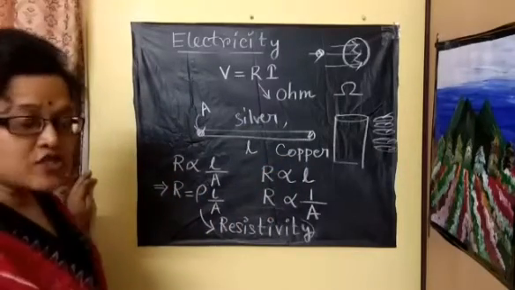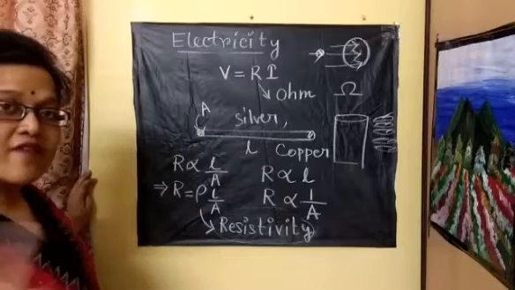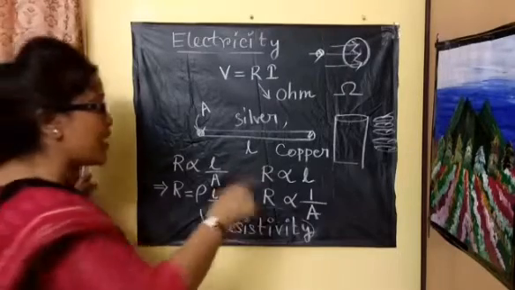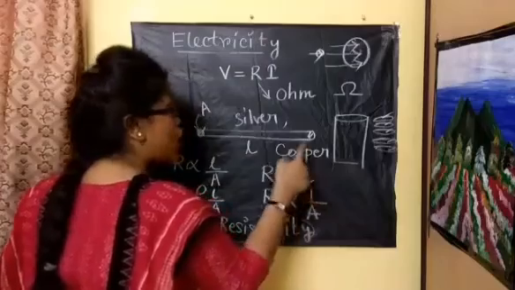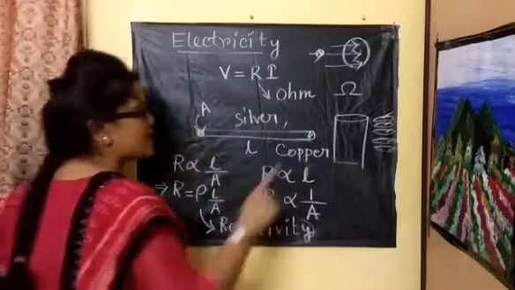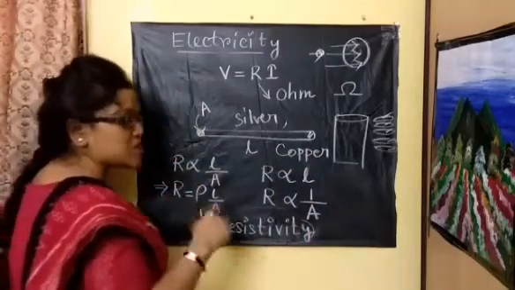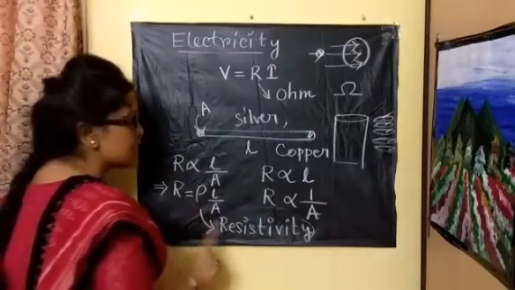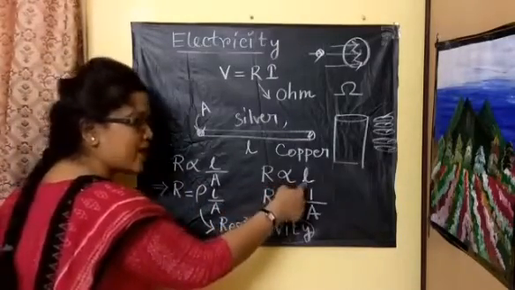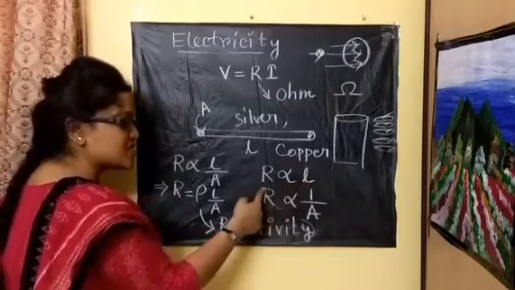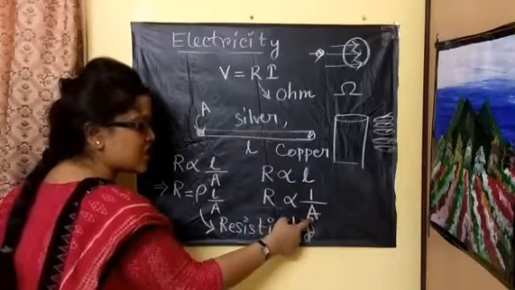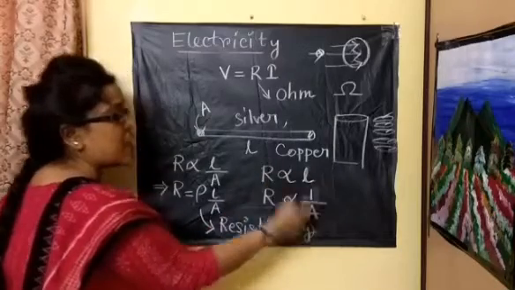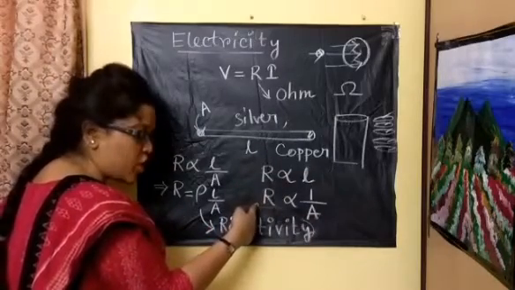Silver will always offer the same resistance whatever the outside condition may be, and copper also has a constant resistivity whatever the outside condition may be. What is the gist of this discussion? R is proportional to L, meaning the more the length, the more the resistance; the less the cross-sectional area, the more the resistance; or the more the cross-sectional area, the less the resistance offered by the conductor.